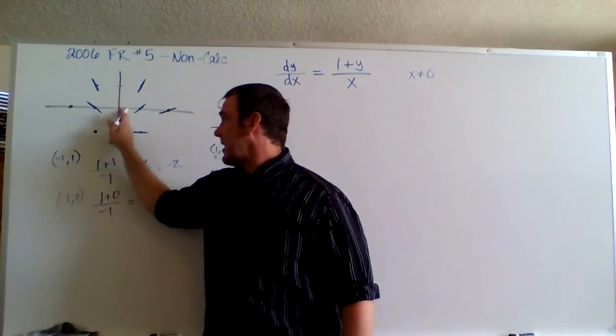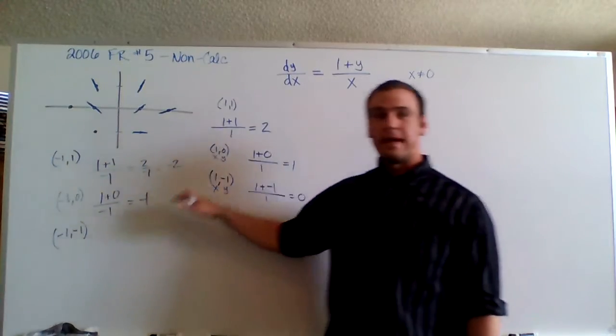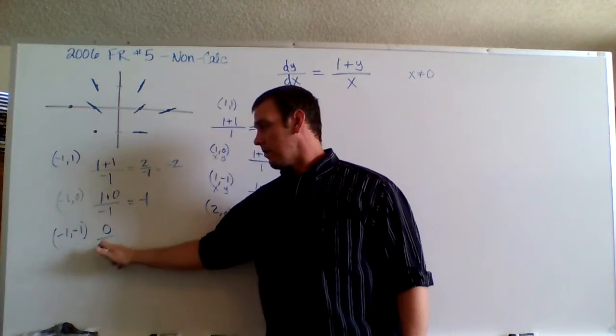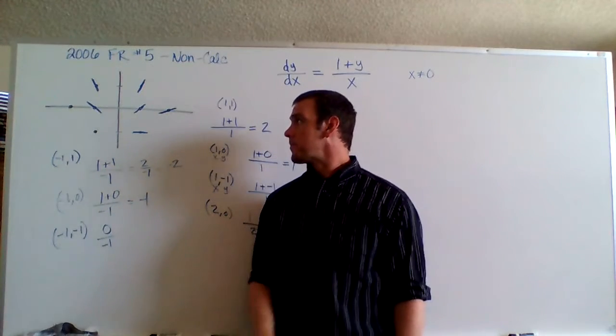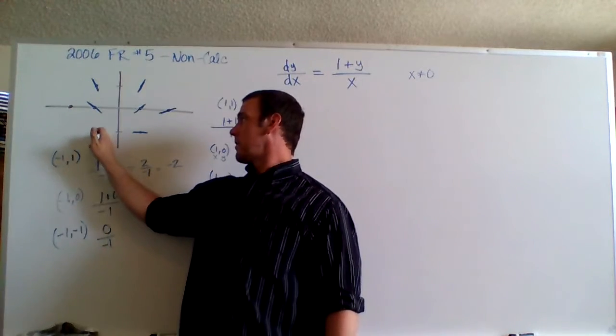Two to go. We got (-1, -1). Okay, so when I plug that in, I'm going to get 1 plus a negative 1, which is 0, all divided by negative 1, which is 0. So I want to have a horizontal slope here.